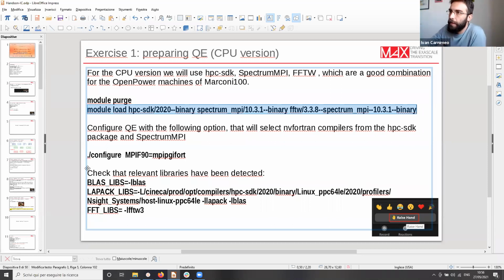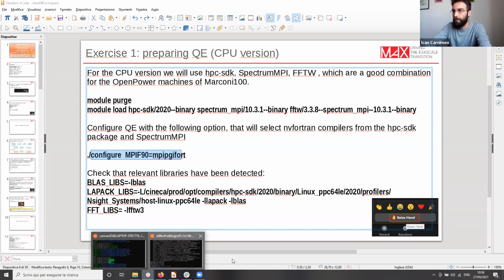And so you can run this command, ./configure, with this option. Please do it. And once you have done it, raise your hand again. I can also do it on my side, so I can show you.